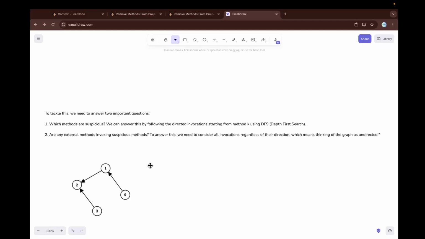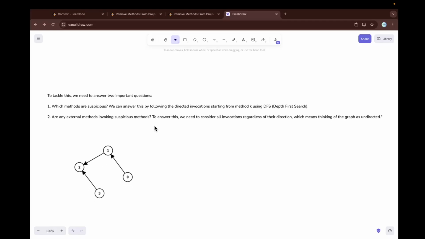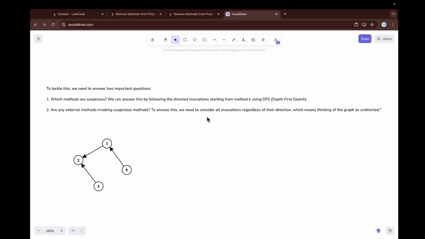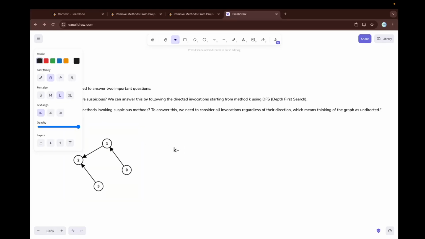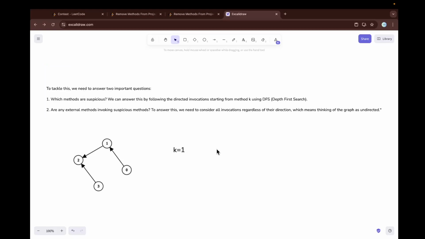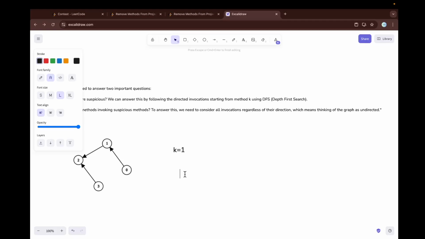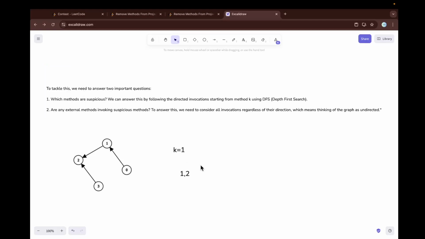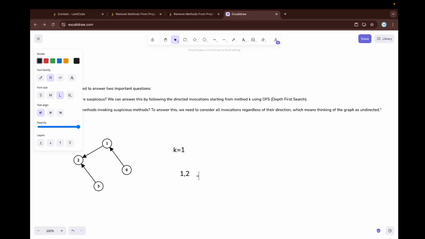To tackle this, we need to answer two important questions. The first question is, which methods are suspicious? We can easily answer this question by doing a DFS from K. Suppose we are given K equals 1 here. If we do DFS from K, we can easily find out that from 1 we can reach 2. So 1 and 2 are suspicious.